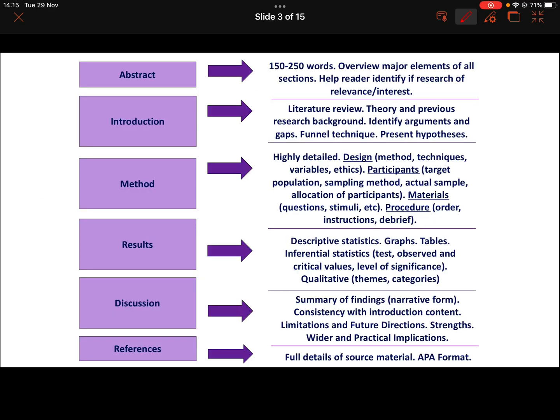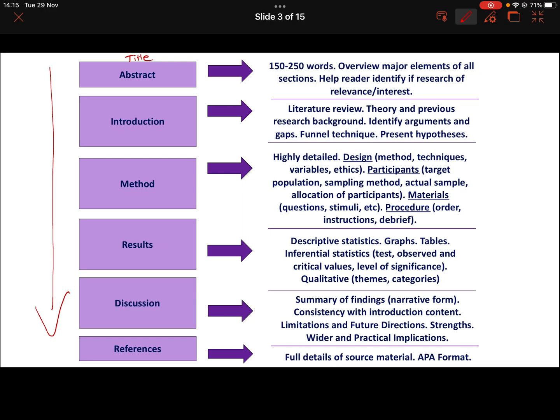Okay, so just a general overview of the different sections of a psychological report. So we can see it's always going to follow this order. In fact, we're going to have a title at the top there, and that's going to be on its own page, and we'll talk about the title in just a moment. We then have the abstract.